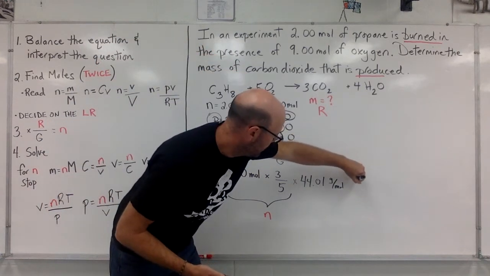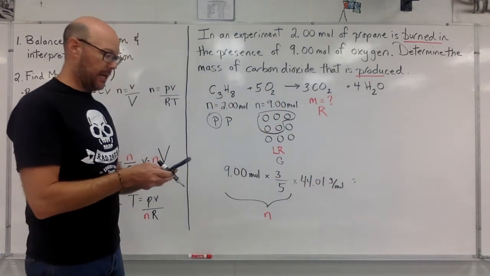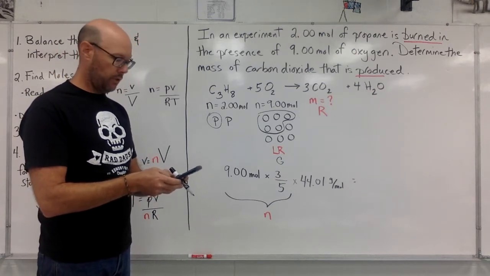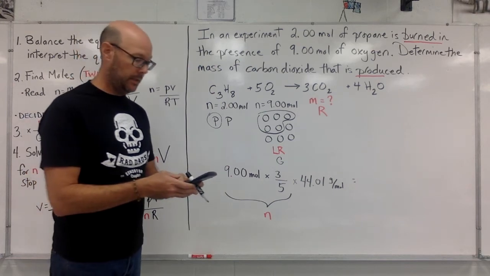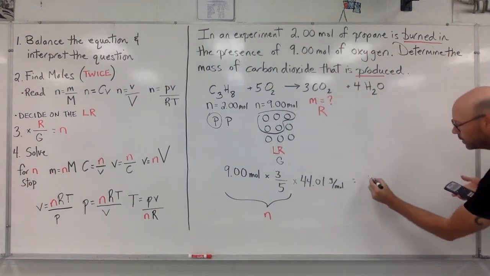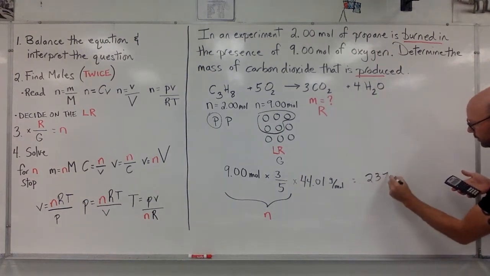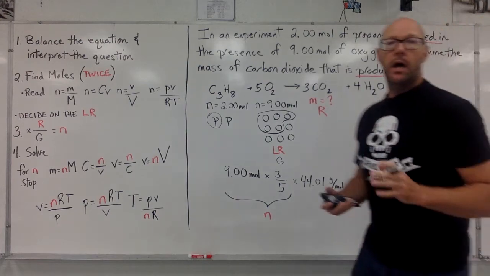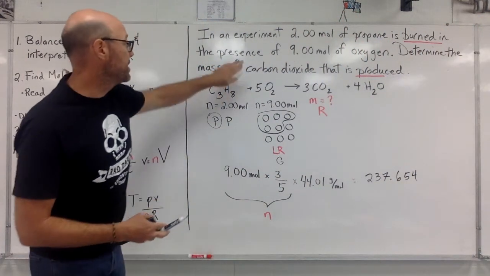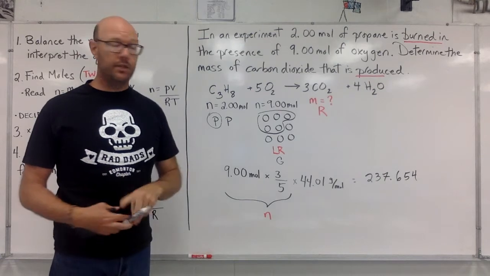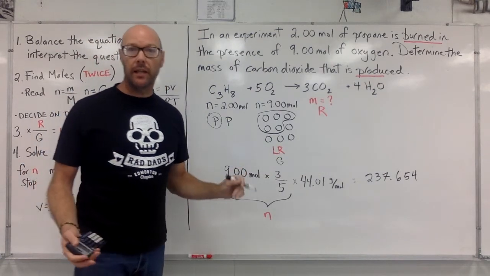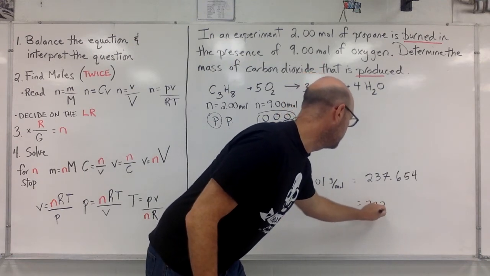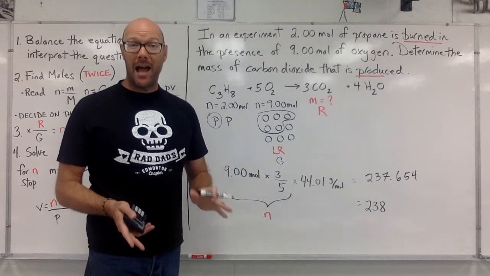I can go and push the buttons. 9 times 3 on 5 times 44.01. That equals 237.654. The number that I used from the question was the 9, which had 3 significant digits. So I need to round off my answer so that it likewise has 3 significant digits. And this was the mass that we found.